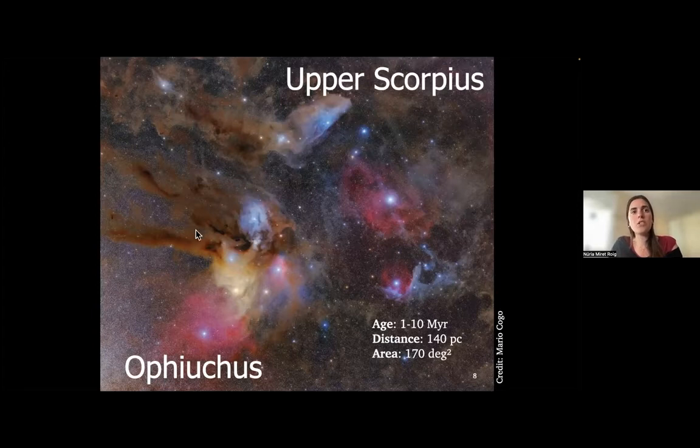In the same image, we also see the region of Ophiuchus, which is younger. It's still forming stars, but there is a lot of gas still, and this makes it very difficult to detect young stars in this area.